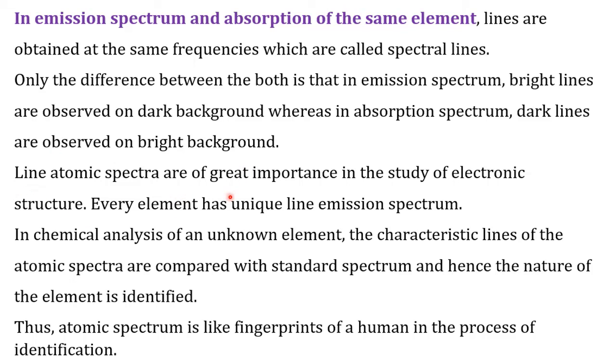Line atomic spectra are of great importance in the study of electronic structure. Every element has a unique line spectrum. In chemical analysis of an unknown element, the characteristic lines of the atomic spectra are compared with the standard spectrum, and hence the nature of the element is identified. Thus, atomic spectrum is like the fingerprints of a human in the process of identification of the elements.